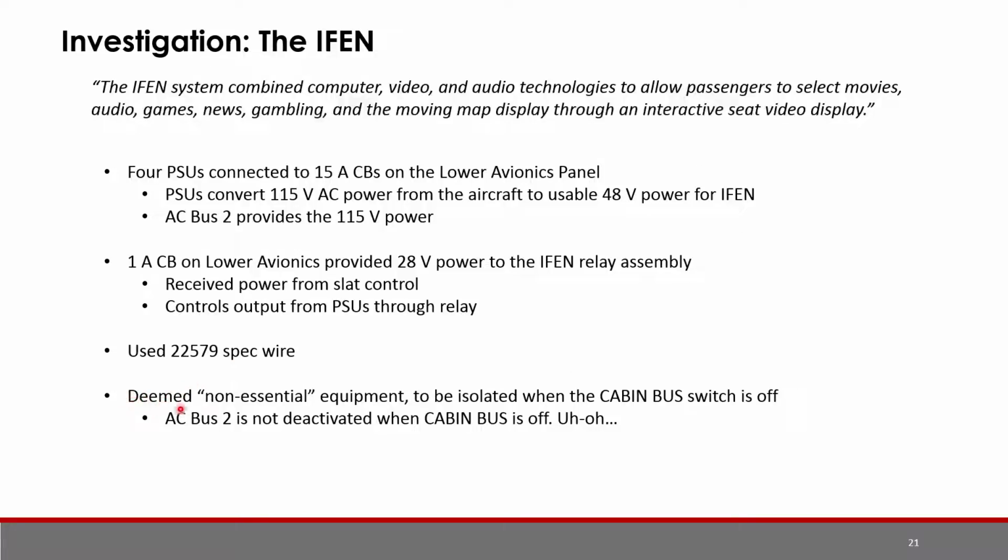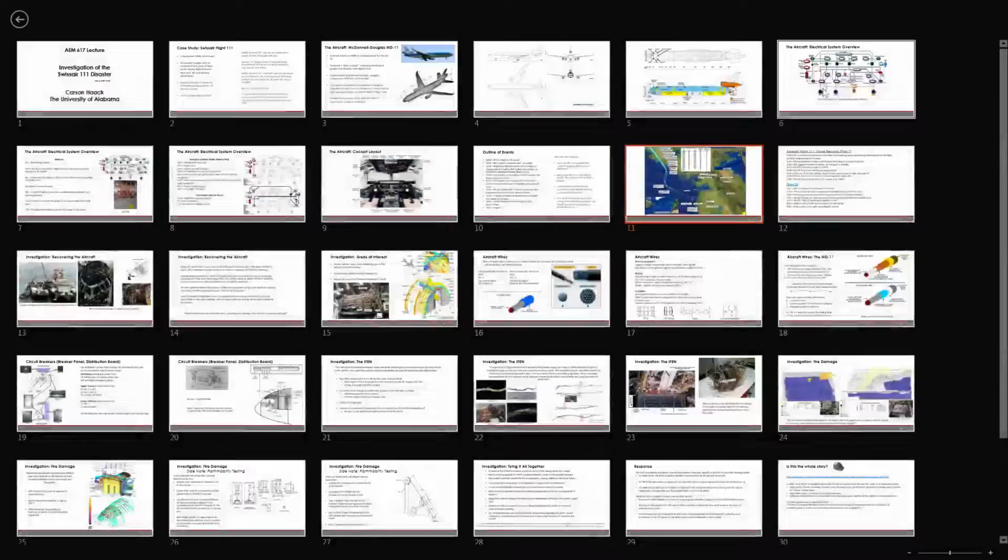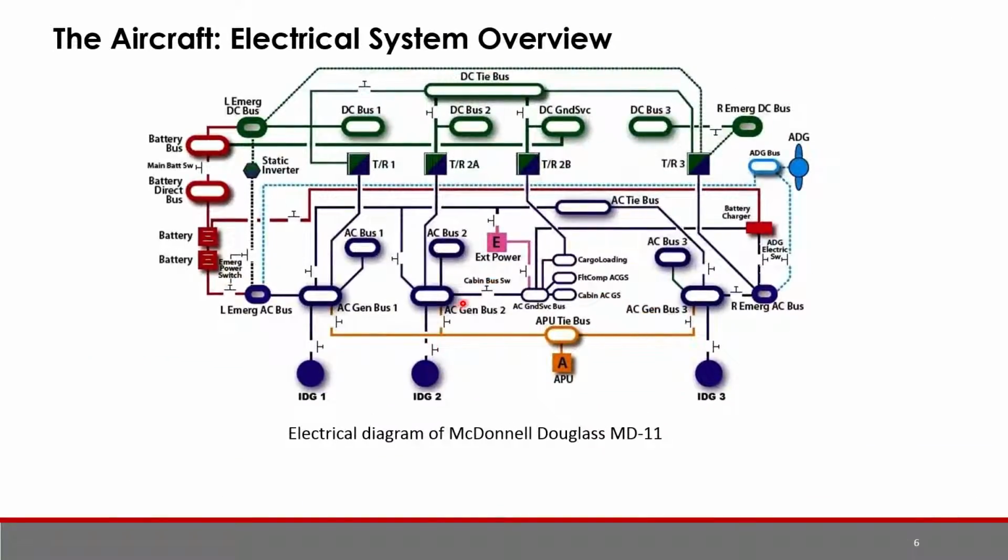But the kicker is that these were all deemed non-essential equipment. And if they were malfunctioning, they were to be cut off by switching the cabin bus off. If we look at the flight map, the cabin bus was switched to off right about here at 1:23, about 8 minutes before the crash. But if we look at the circuit diagram, or the block diagram, AC bus 2 is right here, and the cabin bus switch is right here. When this gets cut off, you lose the ground service, the ground AC bus, and these AC buses right here, which are connected to other minor systems.